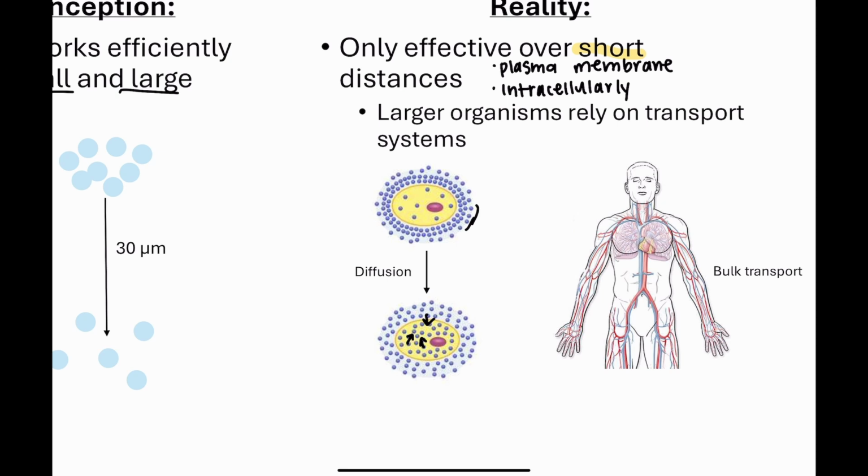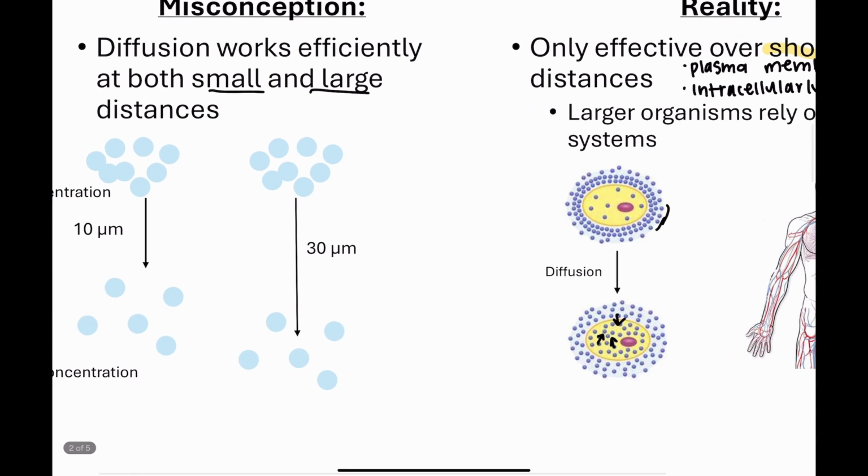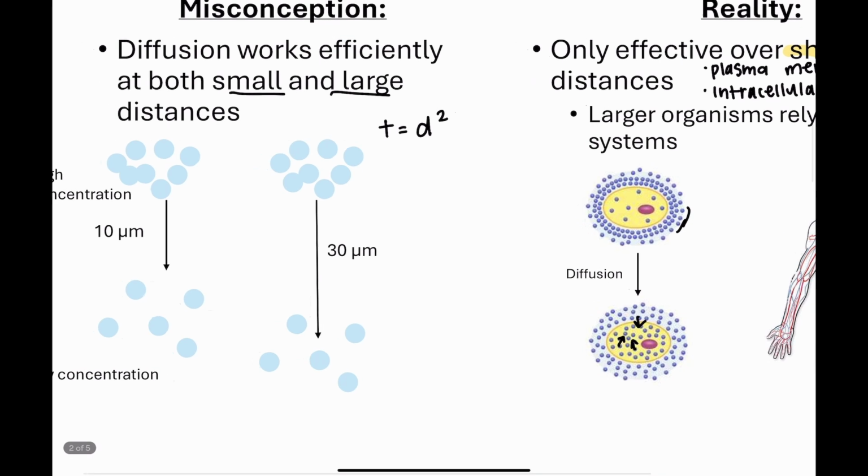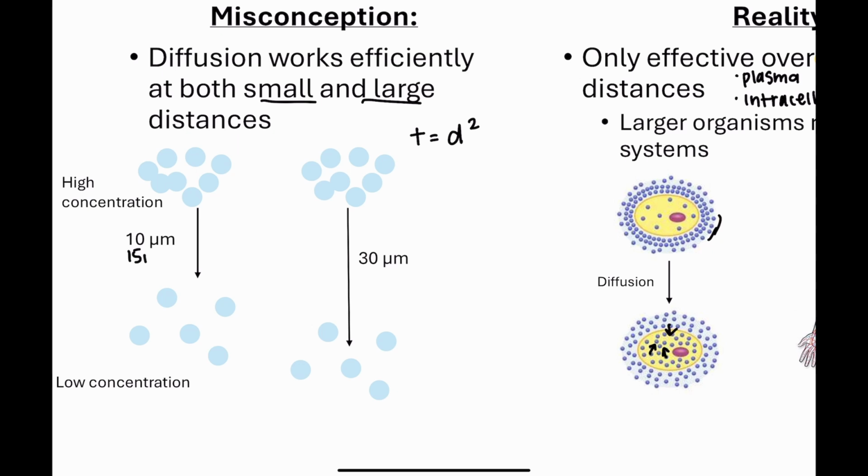So the time required for diffusion can actually be expressed as a mathematical equation. And that's going to be that time is proportional to distance squared. So for example, if it took us, let's say 15 milliseconds to travel 10 micrometers, how long will it take us to travel 30 micrometers? Well, time is proportional to distance squared. So 30 micrometers squared is going to be equal to 900, and when we divide this 900 by our original 100, we're going to get that T is equal to 60 milliseconds.